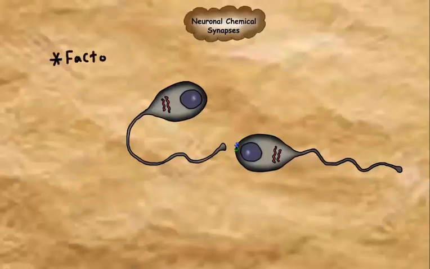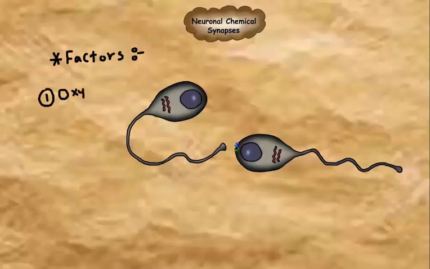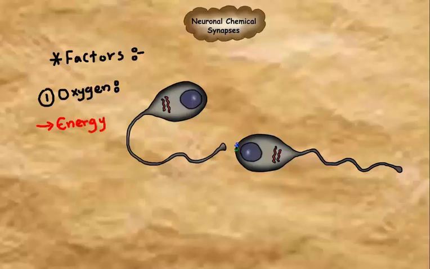And now let's look at some factors affecting the process of synaptic transmission. First and most important factor is the presence of oxygen. Synaptic transmission is an active process using aerobic glycolysis for producing energy. The brain could last for only 5 seconds before entering a state of coma, and this is how important oxygen is for the signal transmission throughout the nervous system.